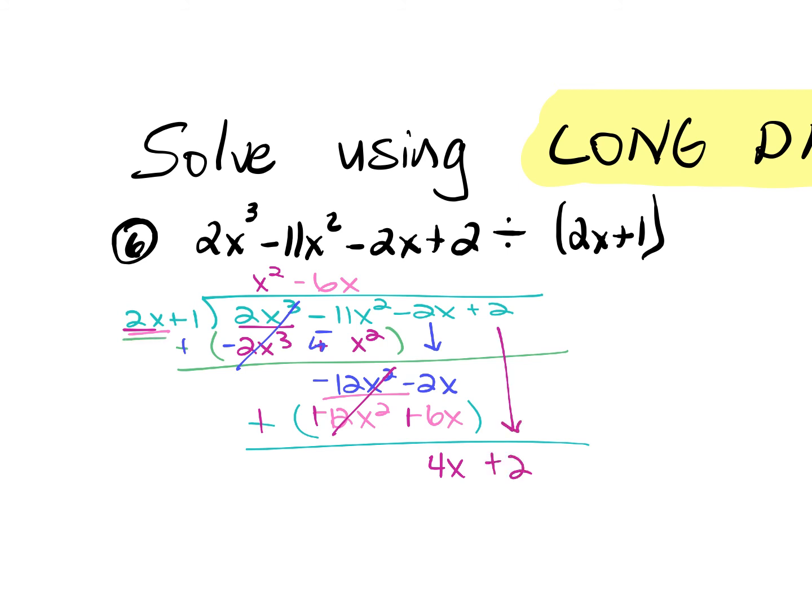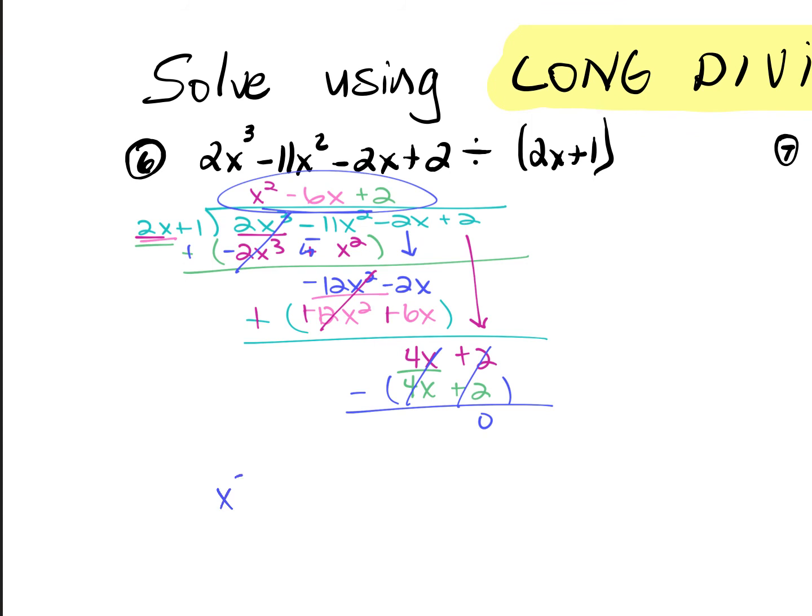That gives us the 2x and the 4x that are working together now. 2x times what is 4x? That's 2. So 2 times 2x is 4x, and 2 times 1 is 2. When you subtract these, you get 0 because they both cancel, and your only answer is x squared minus 6x plus 2. Remember, when we did this section, if we had a remainder, that remainder would go over what's on the outside of your division house, and you're adding it to what you have on the top there.